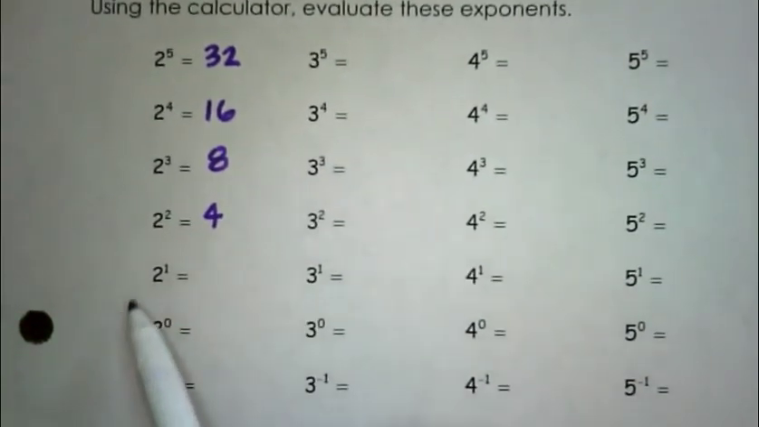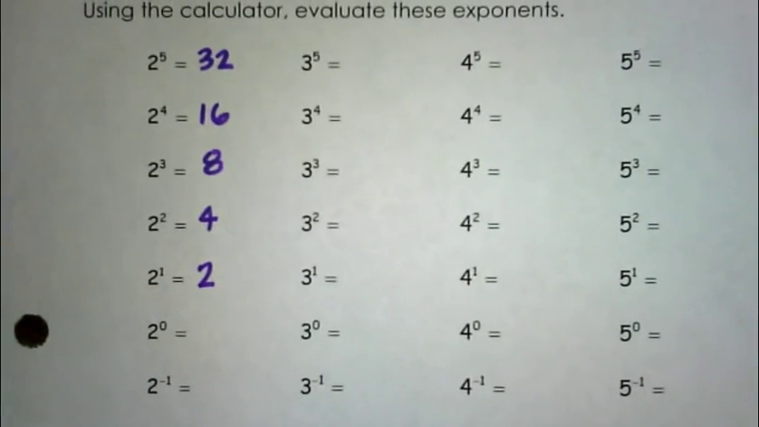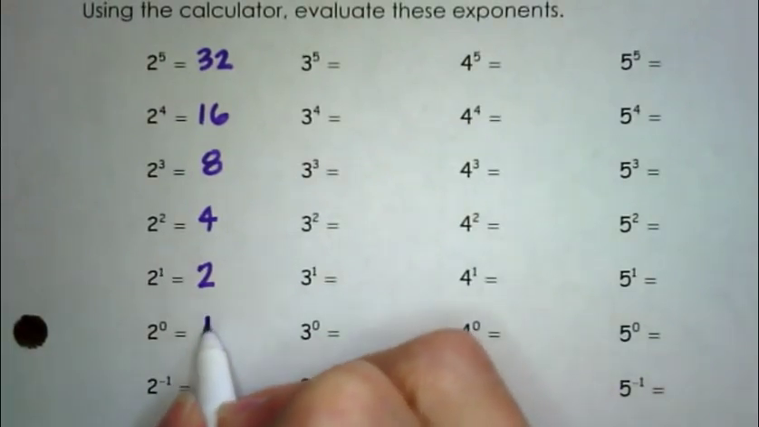All right, 2 to the 1st is just 2. But now I want you to enter 2 to the 0 as an exponent. So you're going to press 2, the exponent button, then a 0, then you're going to press enter, and you actually get 1.